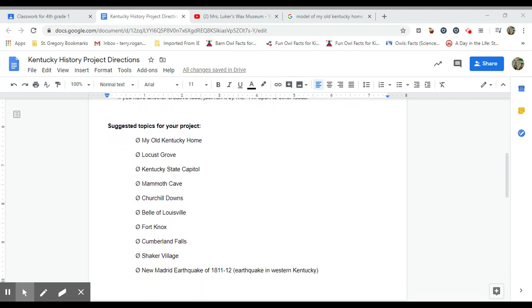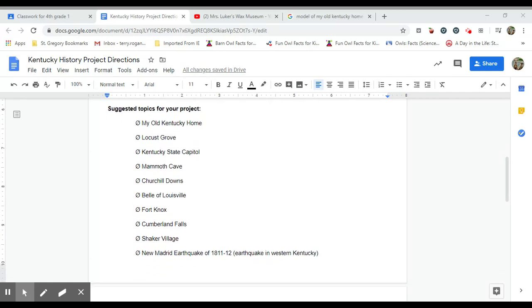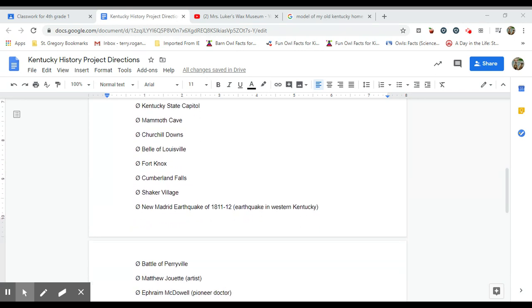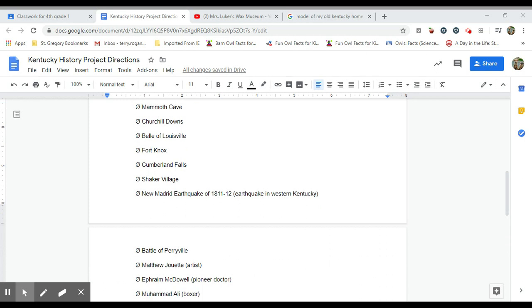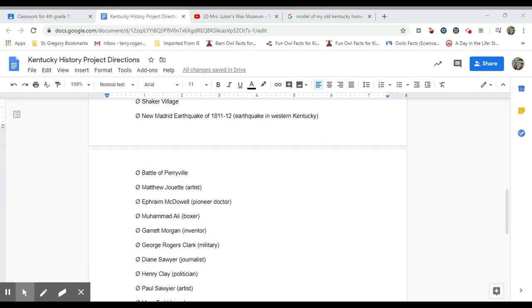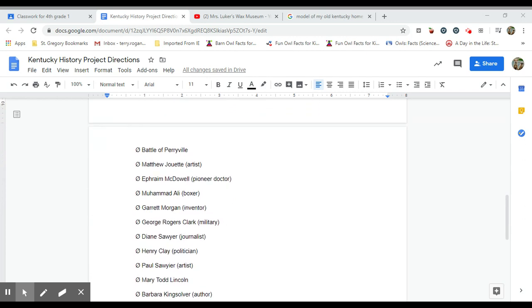Here are some suggested topics. So you could do something about My Old Kentucky Home. That'd be something to make a model about or a poster about. Locust Grove, another famous home in Kentucky. The Kentucky State Capitol, Mammoth Cave, Churchill Downs, the Belle of Louisville, Fort Knox, Cumberland Falls, Shaker Village, the New Madrid earthquakes in 1811 and 1812 over in western Kentucky, Battle of Perryville.